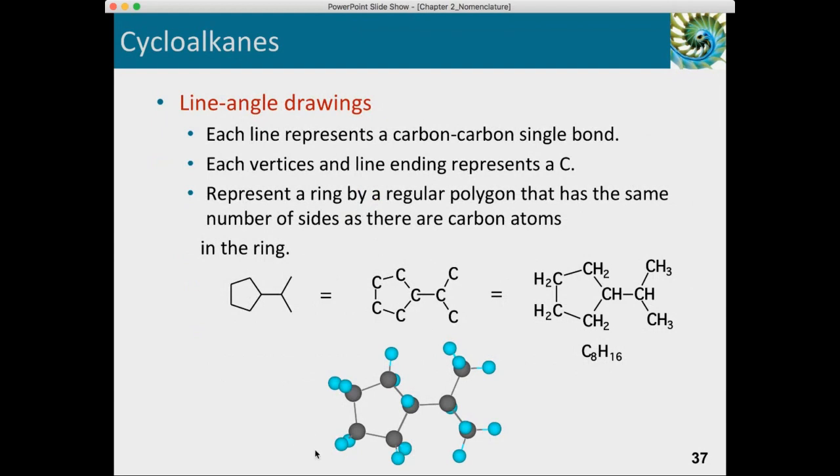So here is an example of a cycloalkane with 5 carbons, 1, 2, 3, 4, 5. That's cyclopentane. You have one substituent, 3 carbons. So remember, this is isopropyl. So the name of this compound will be isopropylcyclopentane.